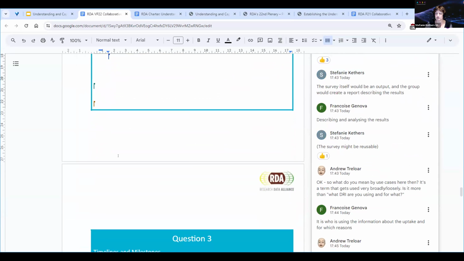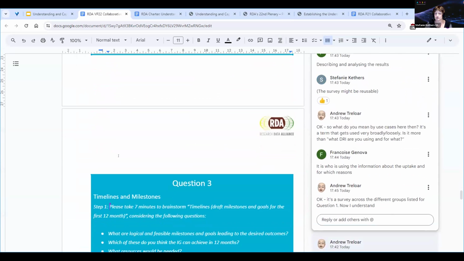Okay, Andrew, you had a question there. Is that resolved? About the use cases and whether that meant more than what DRIs are using it for and for what? Yes, that's resolved. That was the point of my final comment there. Okay, good, thanks for checking.